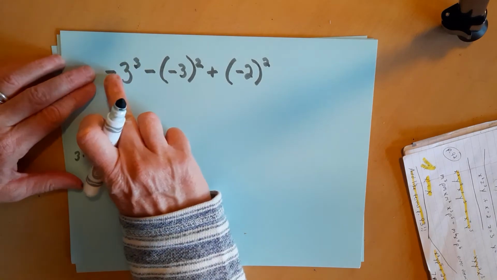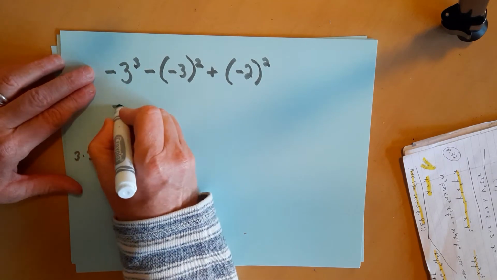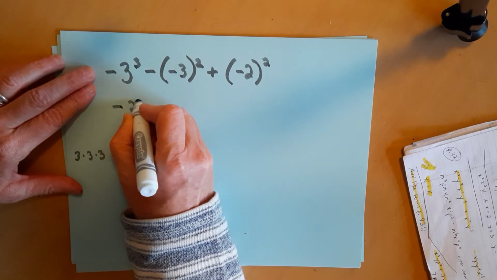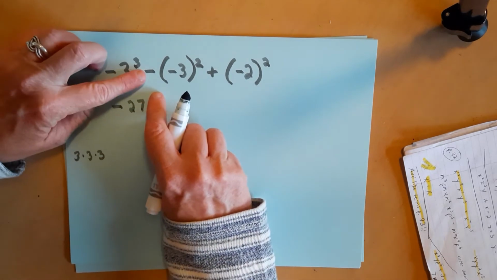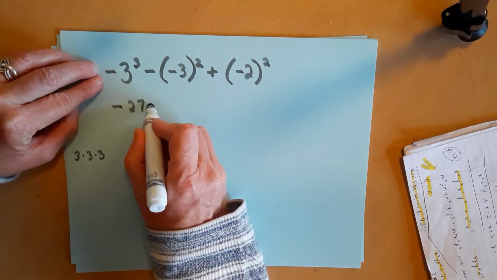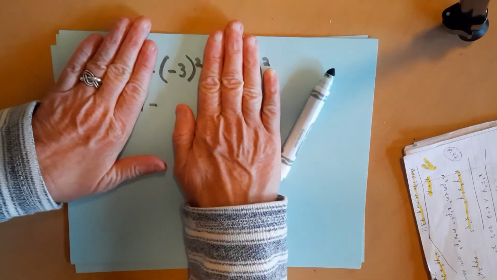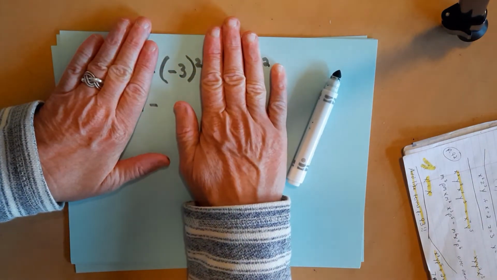So this part is 27, and we still have that negative sign. So this is negative 27. Now we're going to subtract. So we'll move the subtraction sign down. We're going to subtract this expression right here.